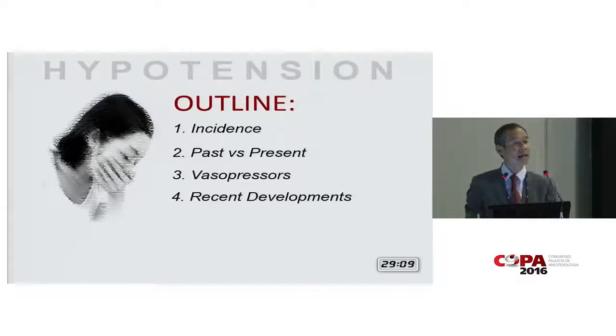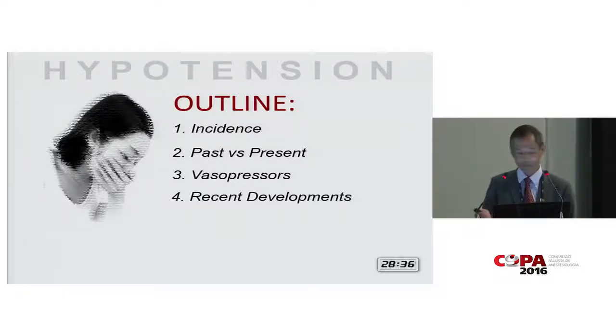So here is an outline of my talk this afternoon. I'm going to begin by discussing the incidence of hypotension in obstetric patients. Secondly, I'm going to talk about the past versus the present in the way that we manage this problem. Thirdly, I'm going to spend a little bit more time talking on the topic of vasopressors. And finally and fourthly, I'm going to talk about some recent developments in this area.